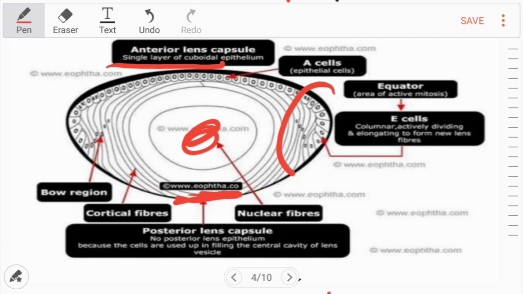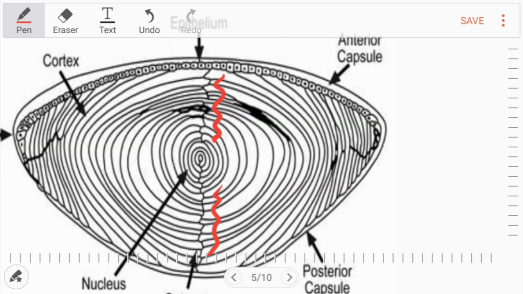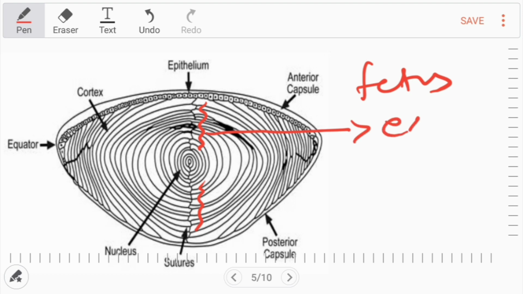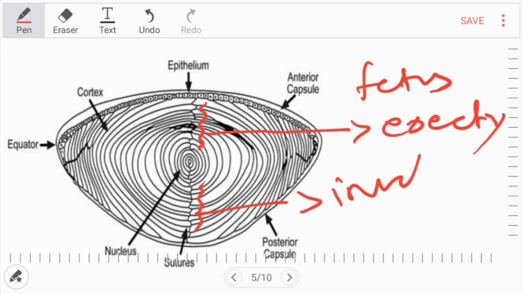You can see at the equator, the lens cells change into columnar cells and elongate into lens fibers. This happens through active mitosis at the equator. As sutures are formed in the fetus, the anterior suture is an erect Y and the posterior is an inverted Y.